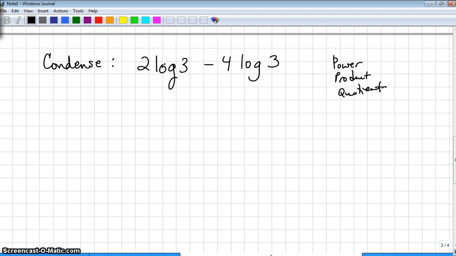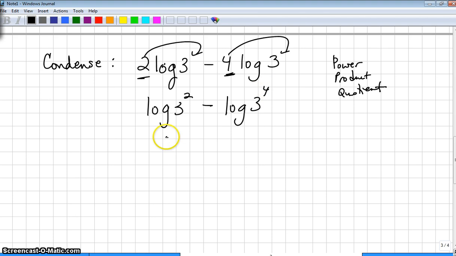So we're going to use the power property first. How do I know I need to use the power property? I see numbers in front of my logarithm. These numbers need to go back and become exponents. So 2 times log of 3 is the same thing as log of 3 squared. Now remember, you don't see a base, so that's an understood base 10. That's a common logarithm. Keep that in mind. Minus, and then I have 4 times log of 3, so that becomes log of 3 to the 4th.